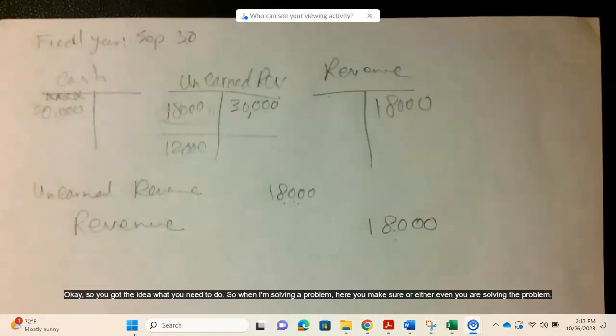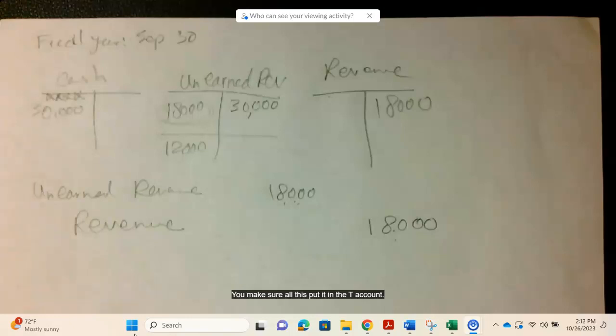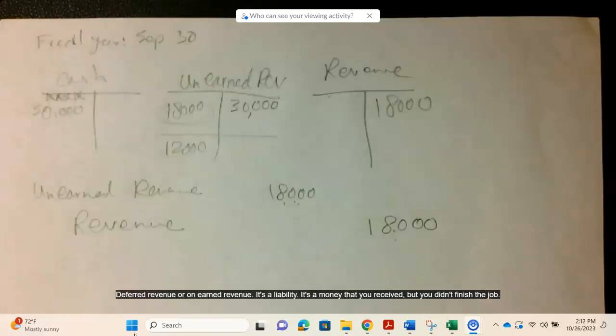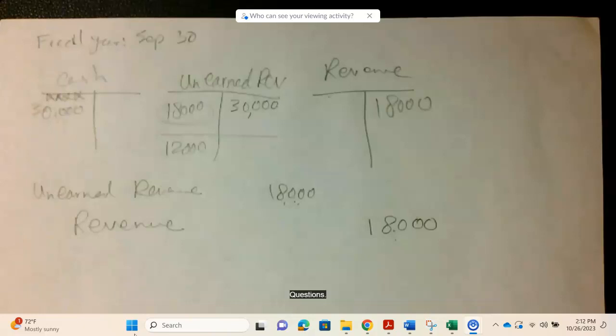Okay. So you got the idea what you need to do. When I'm solving a problem here, or even when you are solving a problem, make sure you always put it in the T account. What is the $12,000 unearned revenue? It's a liability. It will stay in the balance sheet till you earn it one day. Deferred revenue or unearned revenue, it's a liability. It's money that you received, but you didn't finish the job. Questions?